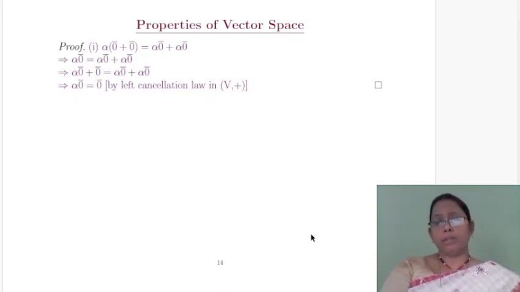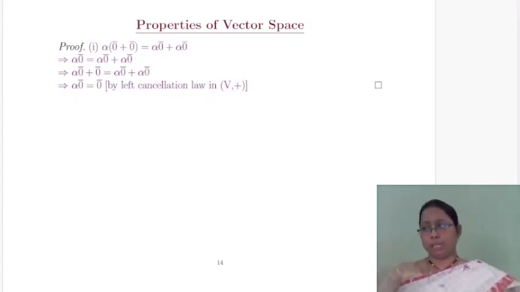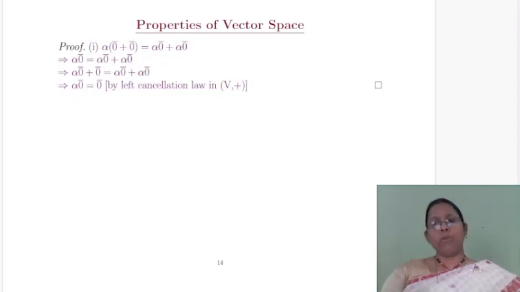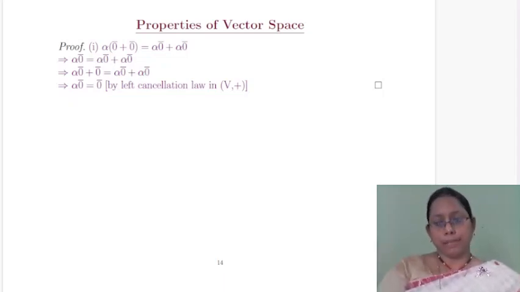What is the left cancellation law? Take any three elements A, B, C of V such that AB is equal to AC. If A is not equal to 0, then we can cancel out this A from the left hand side of the statement AB equal to AC. This implies B equals C. So this is the left cancellation law.